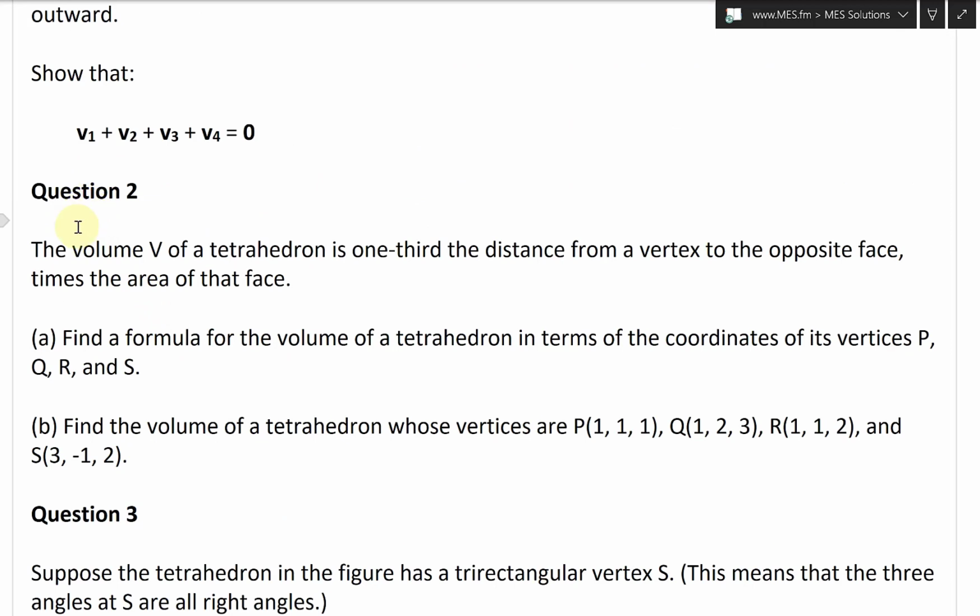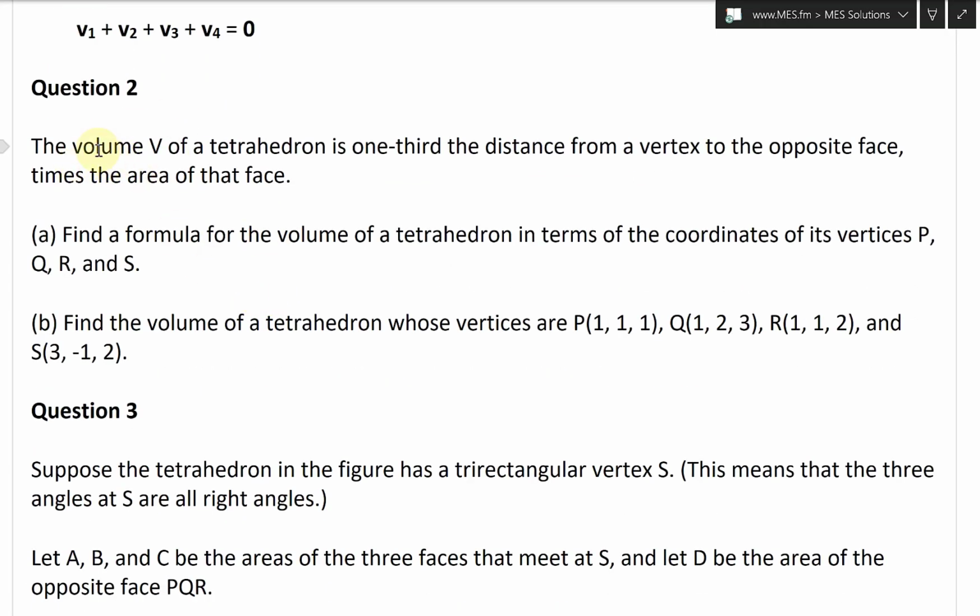Anyways, going further, question 2 is about the volume of a tetrahedron. It basically says the volume V of a tetrahedron is 1/3 the distance from a vertex to the opposite face times the area of that face. I don't actually prove that in this video, but I'll do that in a future video. Then part A says, find a formula for the volume of a tetrahedron in terms of the coordinates of its vertices P, Q, R, and S.